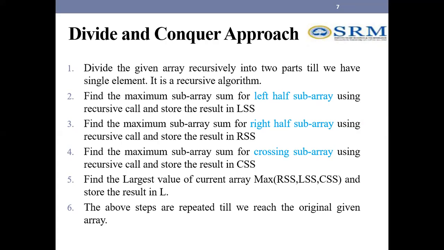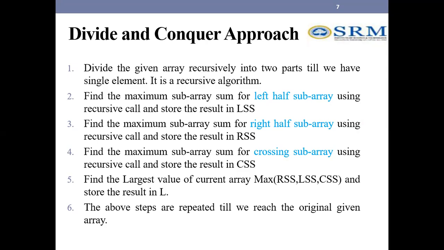So here we have three formulas: LSS, RSS, CSS. LSS is the largest from the left sub-array. RSS is the largest value from the right sub-array. And CSS is the crossing sub-array. For this, we find the middle value, then find the CSS value. So that is the next step. So we are finding three values.